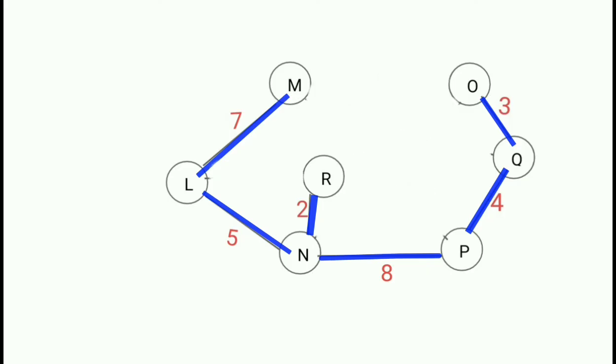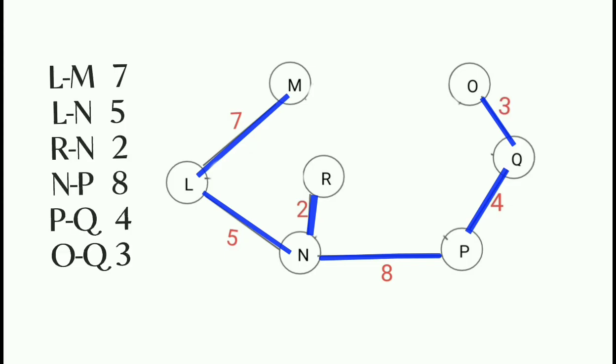So here is the outcome of the minimum spanning tree using Boruvka's algorithm. L to M we have 7, L to N we have 5, R to N we have 2, N to P we have 8, P to Q we have 4, and O to Q we have 3. If we add them up, the total minimum weight is 29.